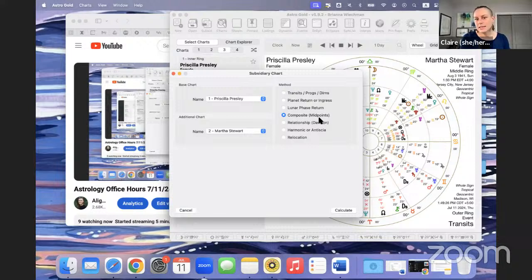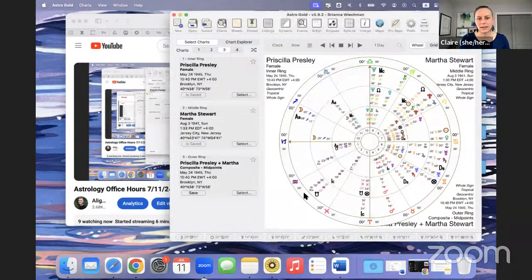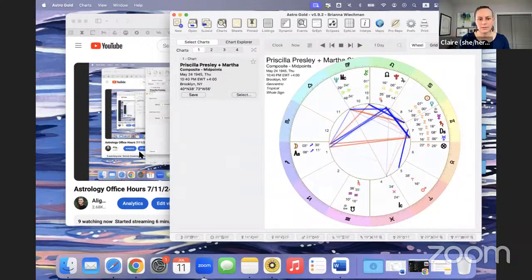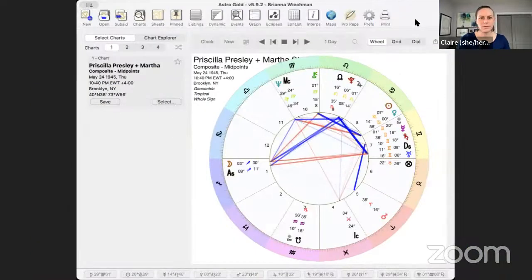And I can choose composite, and it says right here, it says midpoints. And so that's the first thing with composite charts. Let me calculate that. Now we've got a relationship chart. For each planet and each point in each of these two people's separate charts, the software has calculated the midpoint between each of those things. So the midpoint between your Mars and my Mars, or Priscilla's Mars and Martha's Mars, right?